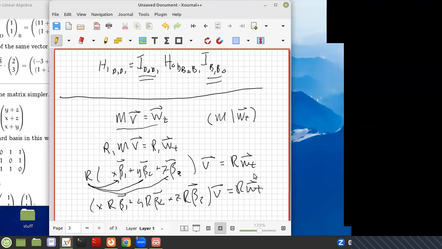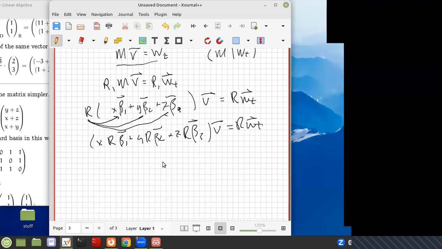Now, what's going on here? What's going on is that this changes beta 1 to a new basis. This changes beta 2 to the same basis. This changes beta 3 to a new basis. These are the bases in the codomain. And this changes the target vector to the same basis. So what Gauss's method is doing is changing bases in the codomain to make it clear which of these vectors is linearly independent.